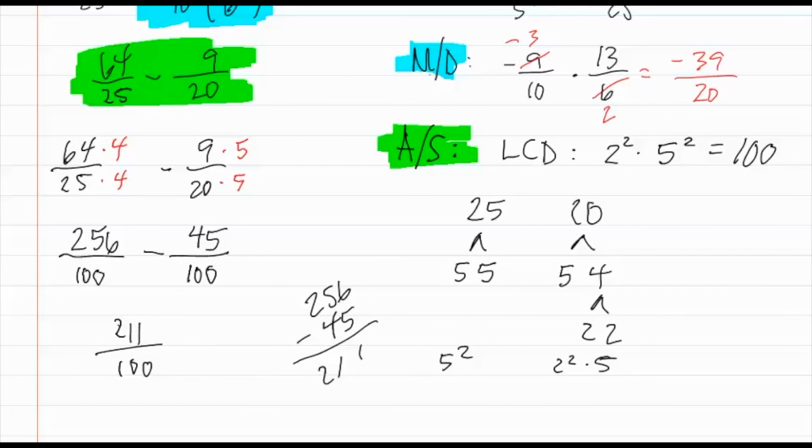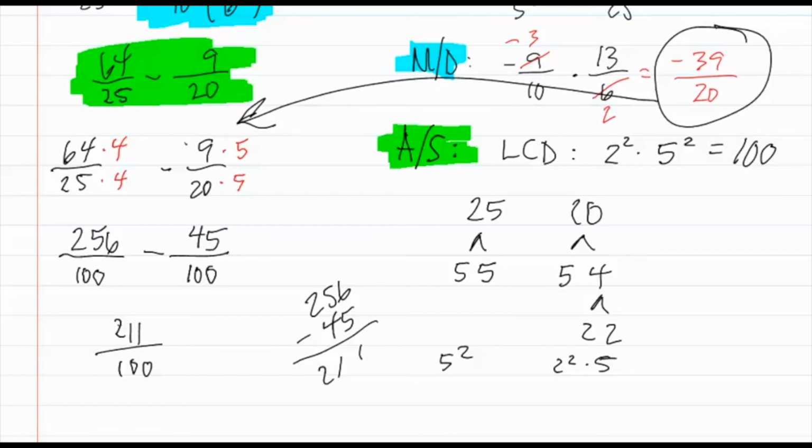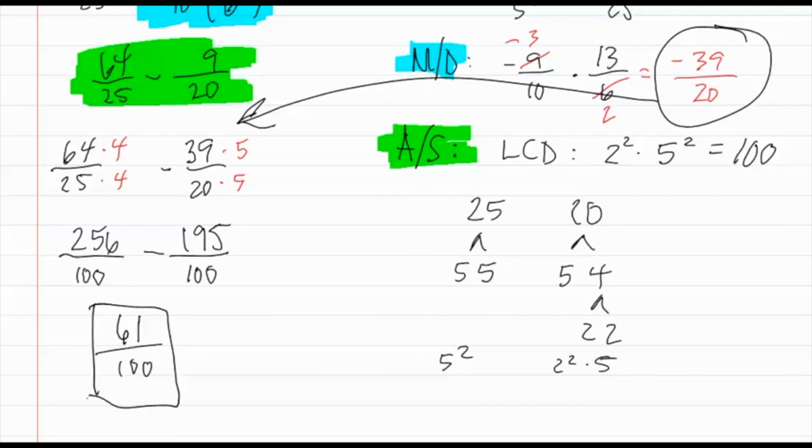Actually, a common mistake that happens quite often is that you forget to carry the exact number over. So let's change that to a 39, which means that we actually have 195 here, and 256 minus 195 is 61. 61 100ths is our answer.